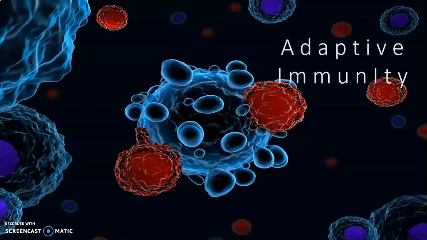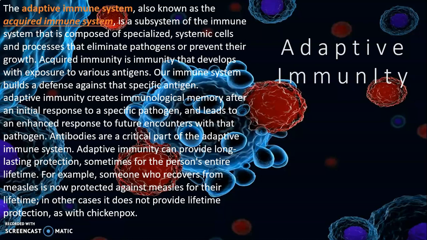The second is the adaptive immunity. The adaptive immune system, also known as the acquired immune system, is a subsystem of the immune system that is composed of specialized systemic cells and processes that eliminate pathogens or prevent their growth. Acquired immunity is the immunity that develops with exposure to various antigens. Our immune system builds a defense against specific antigens.